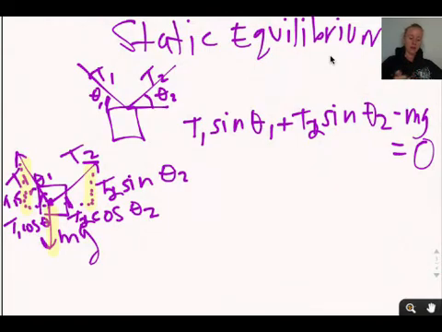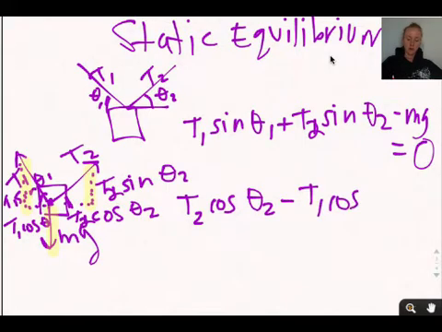And then right and left, you can pick right or left, it doesn't matter which one, so I'm just going to pick right since this might go to positive, T2 cosine of theta 2 minus T1 cosine of theta 1 equals 0 because it's not accelerating. So then you have two equations and two unknowns.